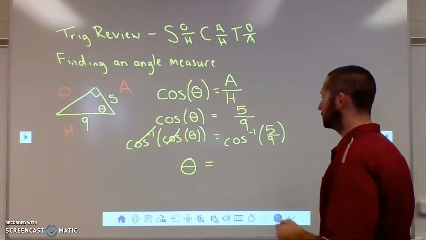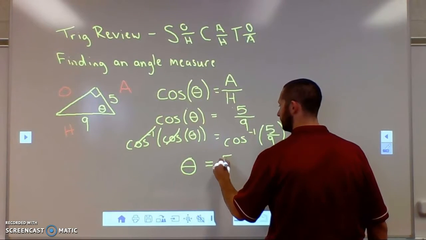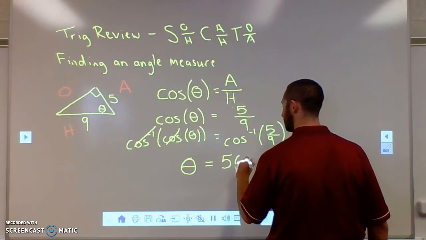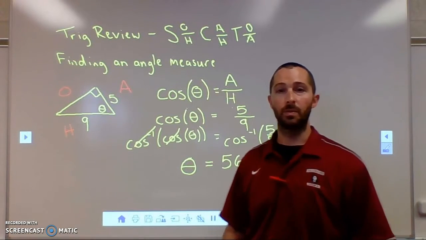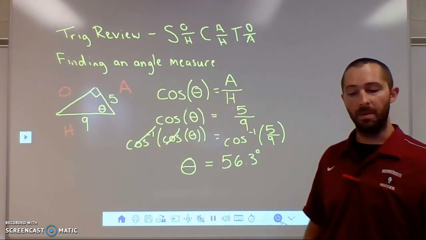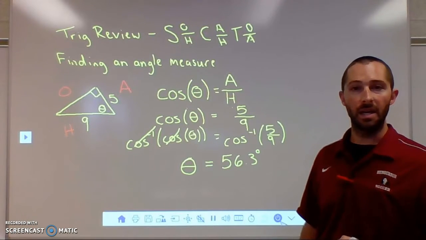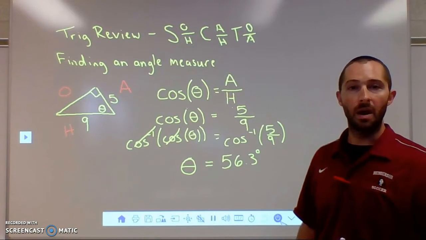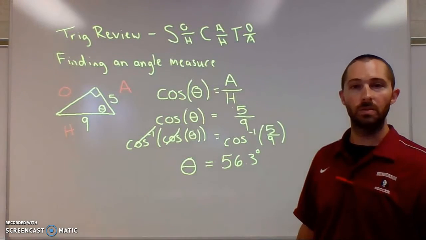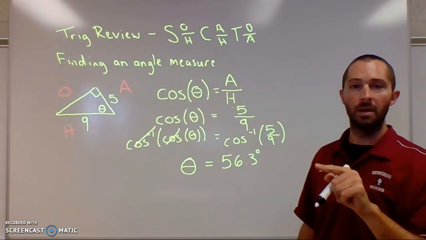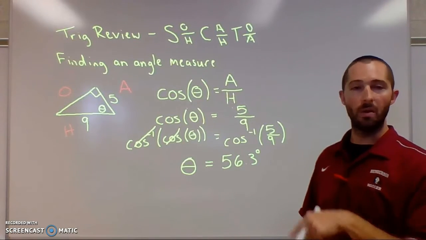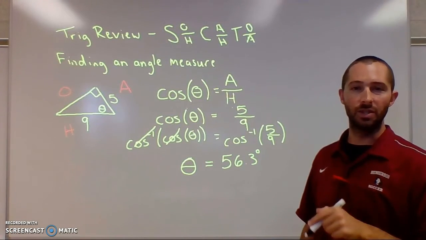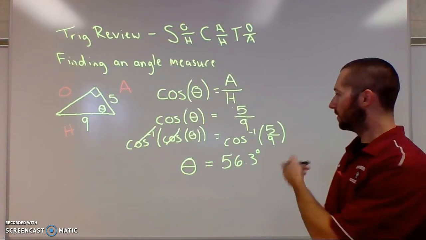So the angle measure should be 56.3 degrees. If you're not getting 56.3 degrees, what might be happening is if you have a TI-83 or greater, you might be in radian mode. So a simple switch: hit the mode button, you should see something highlighted. If radian is highlighted, go over and highlight degree, which is DEG, and you should be all set. Then try your answer again.